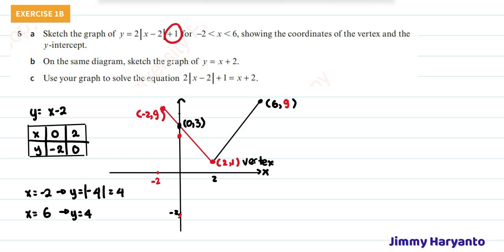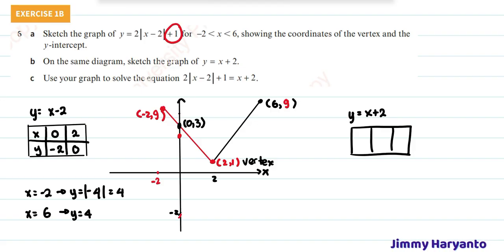Next, on the same diagram, sketch absolute value of x plus 2. So right now the question wants you to sketch absolute value of x plus 2. Still the same, create the table. When x equals 0, y equals 2. When y equals 0, x is negative 2. So this one will be like, wait, this one is, oh, we should do it accurately before. That's fine, let's check it.